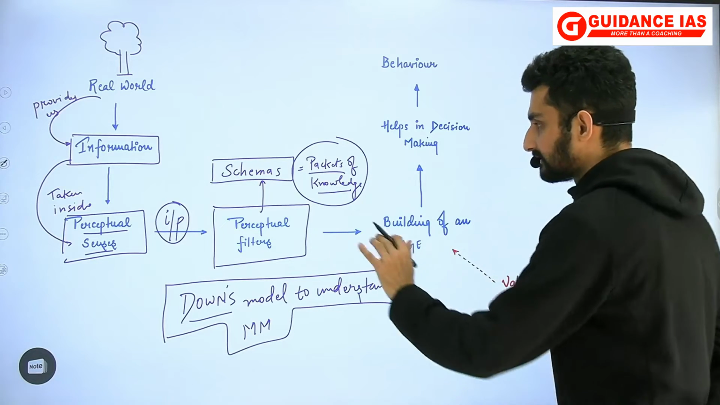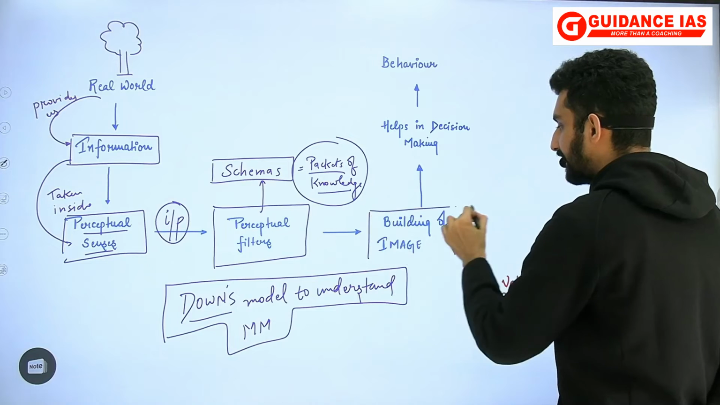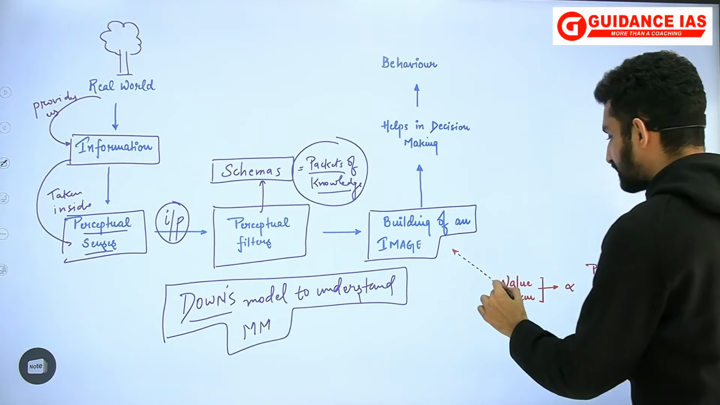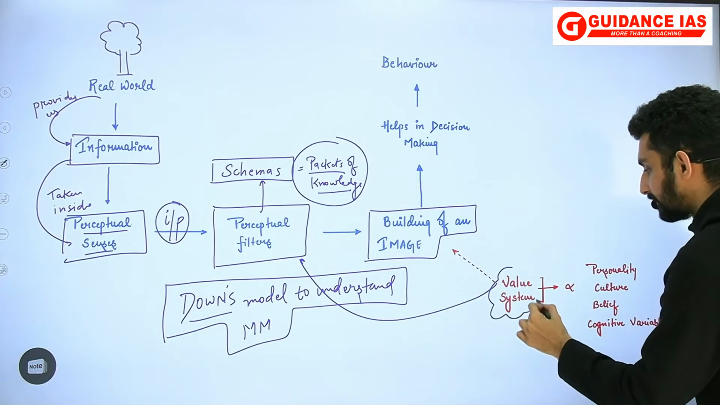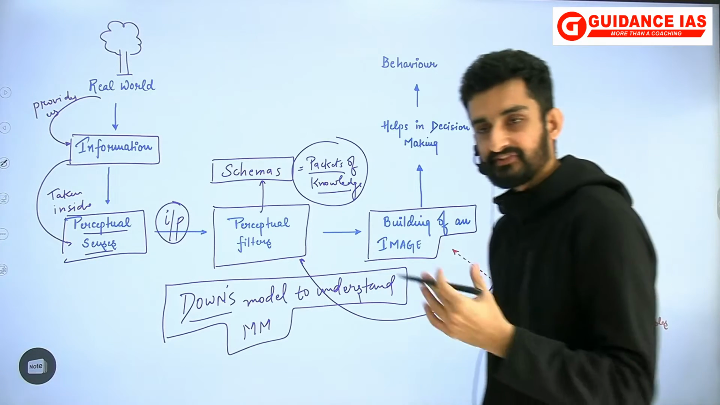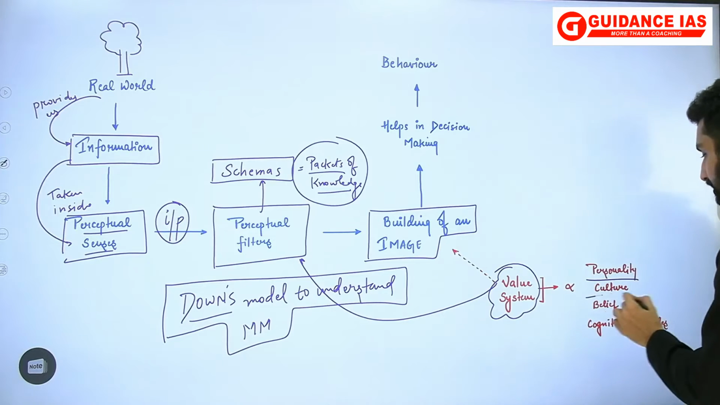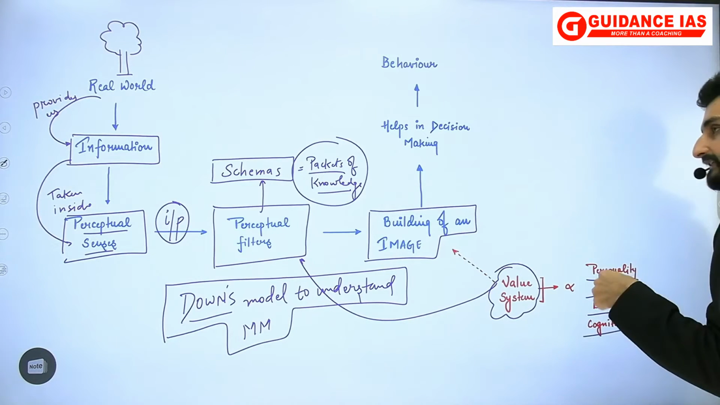And based on this perceptual filters and the input of information from the real world, we will be building an image of the environment. So again, this perceptual filters and this image is all a result of our value system. It will depend upon our personality, whether we are a personality who is more extreme or very accommodative in its behavior. Then culture, what is the culture of our society? Then belief, cognitive variables, etc., etc.